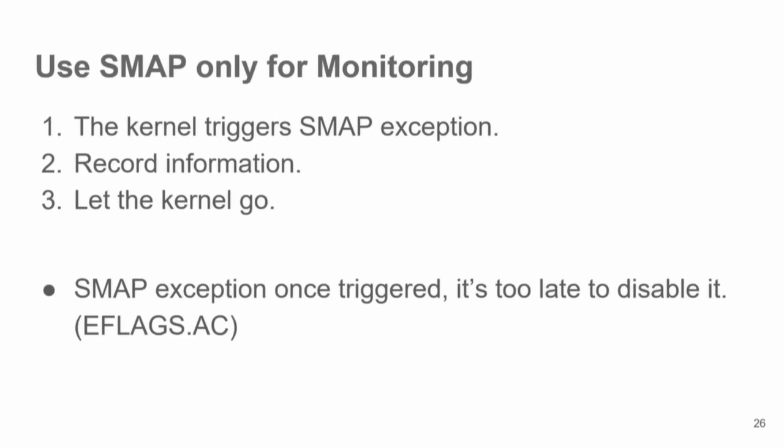But still, this also has a problem. Once SMAP is triggered, it's already too late to disable it by setting the AC bit in EFLAGS. So for us, we have to do the same old trick. We have to put the page into kernel space and satisfy the current page fault. And we also want to release this page really soon because we want to record all the accesses.